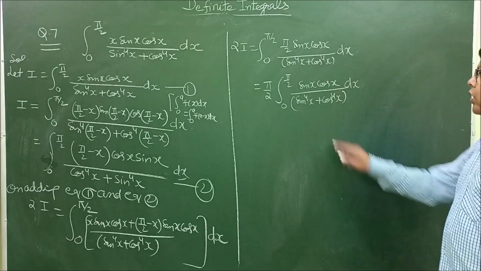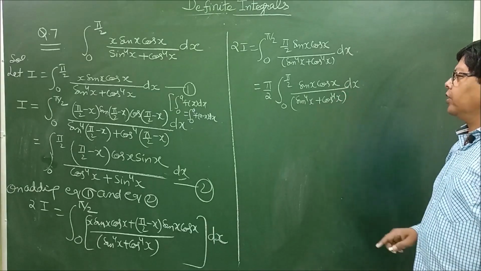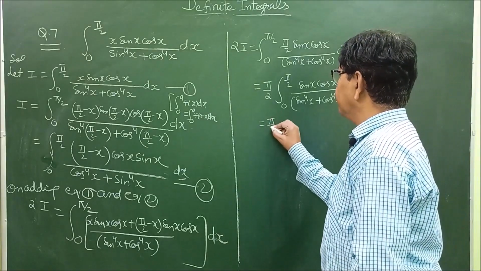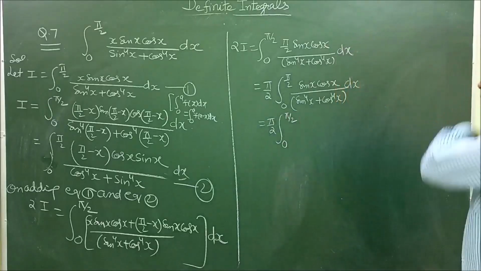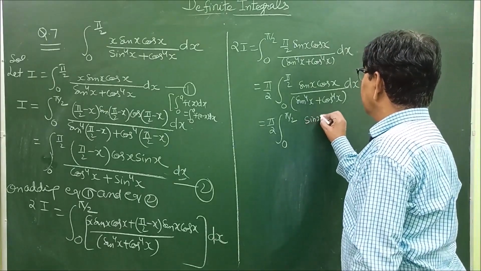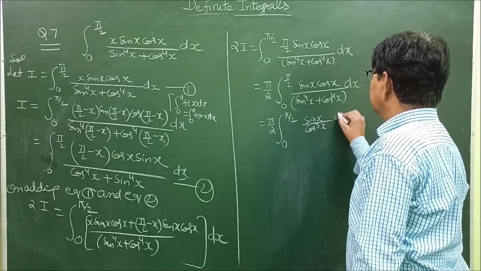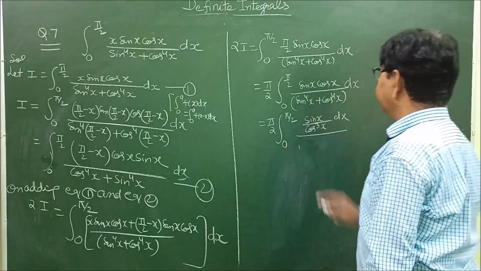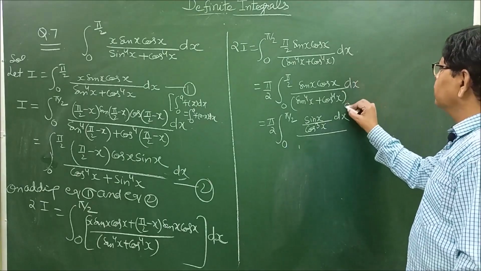Now to convert this into tan, let us divide both numerator and denominator by cos 4x. So if we divide by cos 4x, then pi by 2, integral 0 to pi by 2, we get sin x upon cos cube x dx upon 1 plus sin 4x upon cos 4x, dividing by cos 4x.